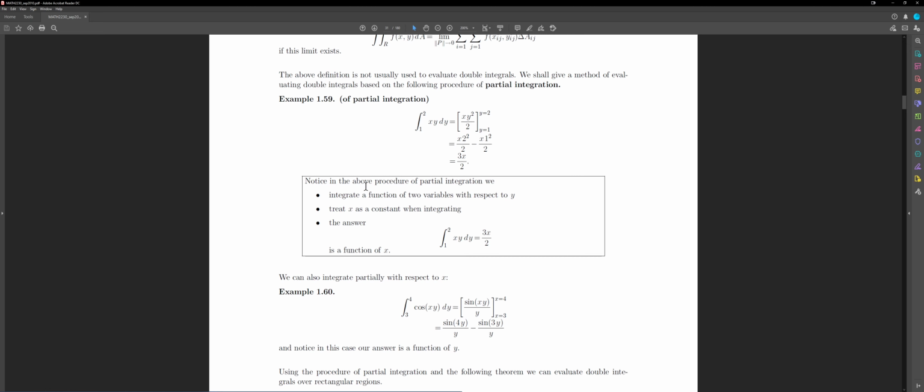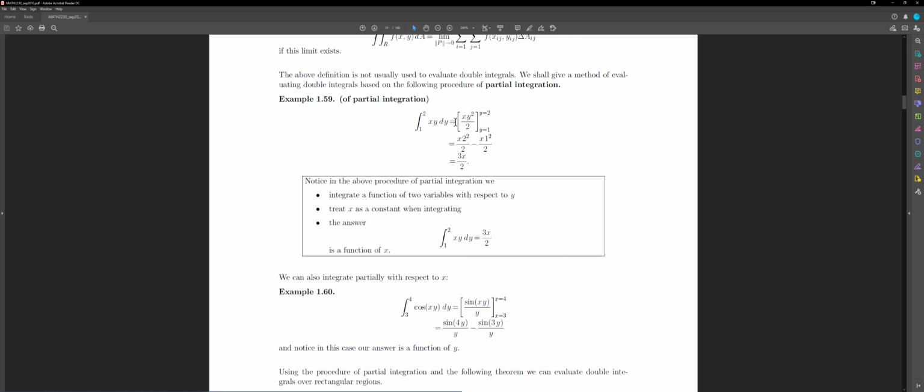In this partial integration, just a couple of points. What you're doing is integrating a function of two variables with respect to one of the variables. In this case, the variable that you integrate with respect to is y. You could also integrate with respect to x, but we will get to that. It's the same idea. So first thing is you have a function of two variables and you integrate it with respect to one of the variables. If you decide that this is the variable that you integrate with respect to, then you treat the other variable as a constant. So you notice here that we treat the x as a constant.